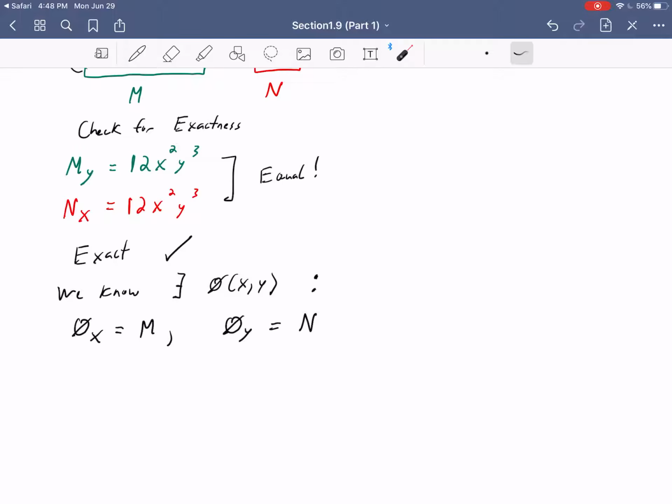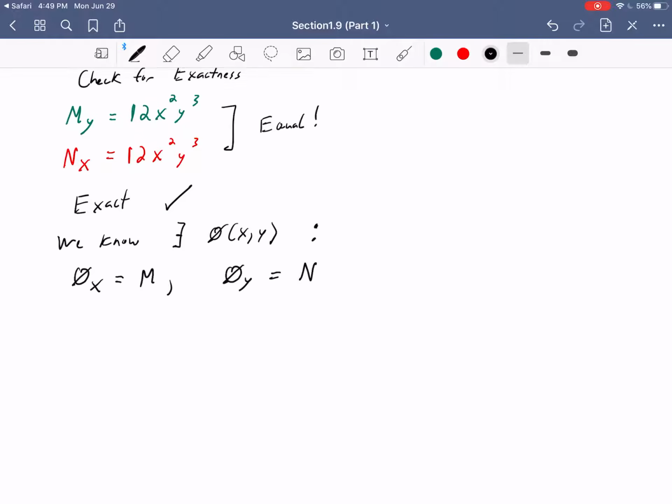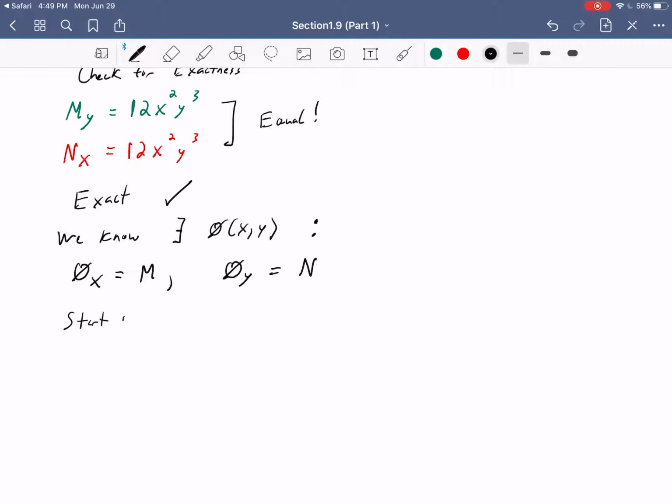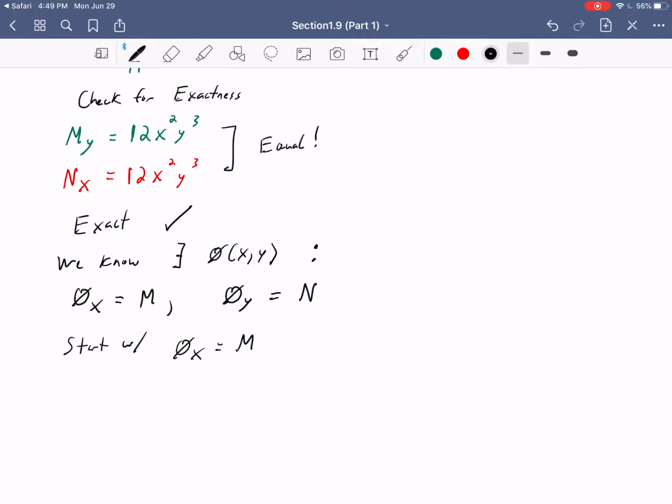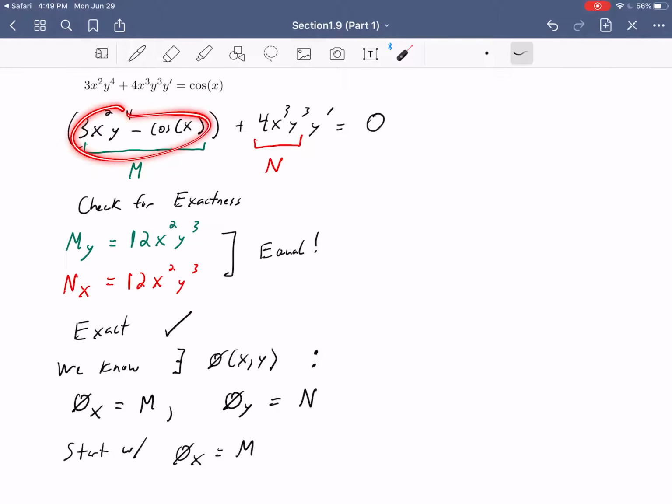You just want to start with one of these and use one of these relations to begin to solve for your potential function. So let's go ahead and use this one. Let's start with phi sub x is equal to m. Well, what does this tell us? Well, we know exactly what m is. M is this expression here.